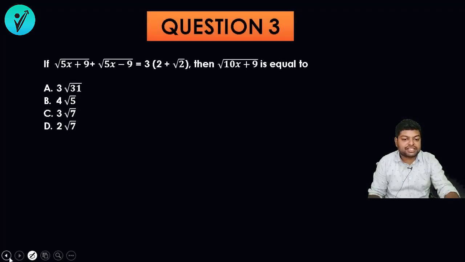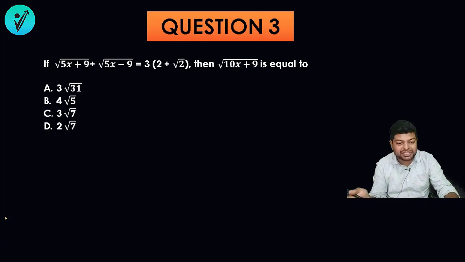Now next is question number 3. Again, question number 3 is not a difficult question at all. The only thing is that yes, it's a calculative one. I'll not rate this question as a very good question though. It's a very calculative question. So should I be doing it in my first go when I'm solving the paper?